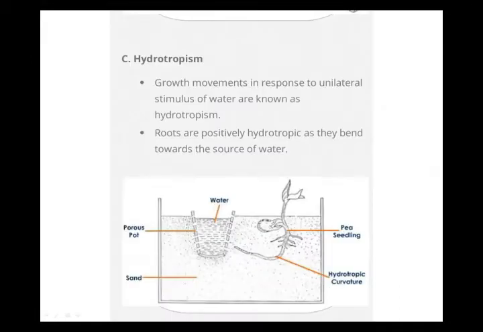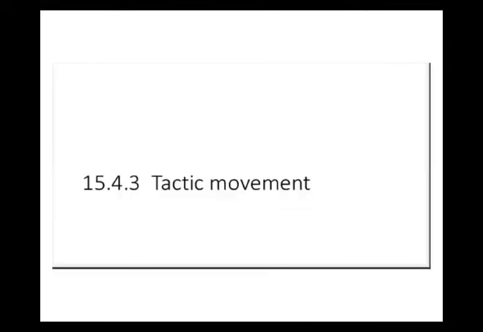See the diagram in front of you. Growth movement in response to a unilateral stimulus of water is known as hydrotropism. Roots show positive hydrotropism as they bend towards the source. Observe the diagram. One plant grows inside and shows hydrotropism by the curve. Listen and observe carefully the root of the plant, and they are moving towards finding water.